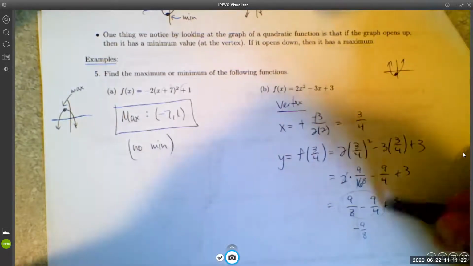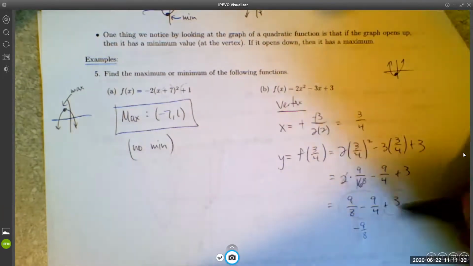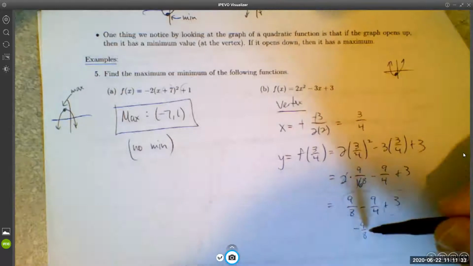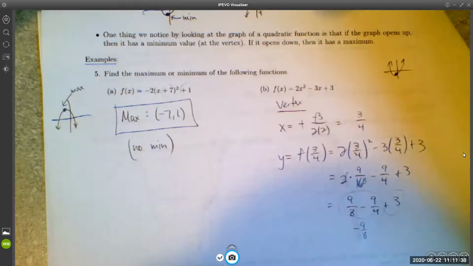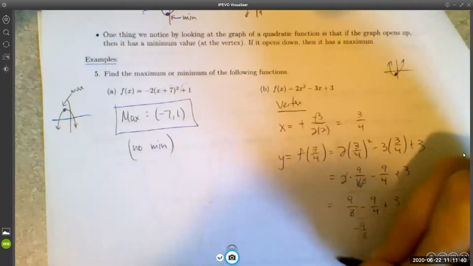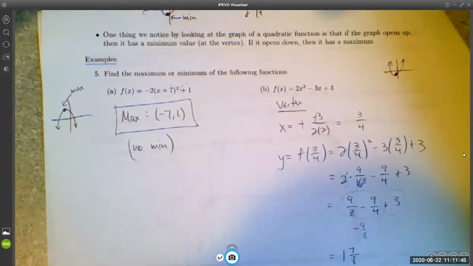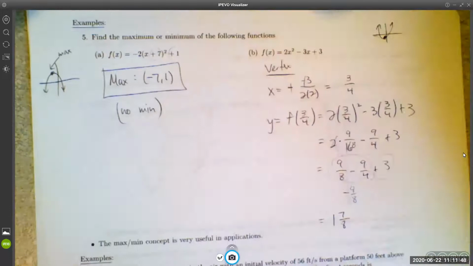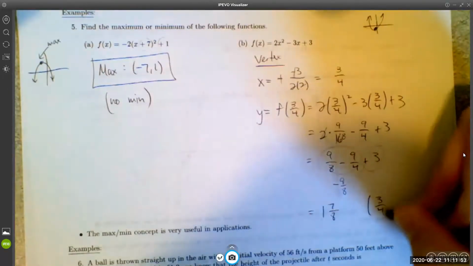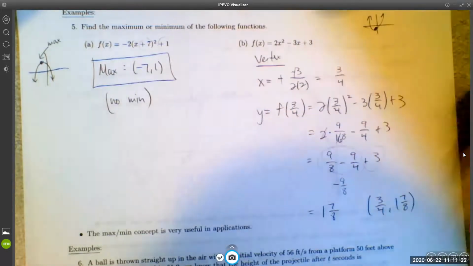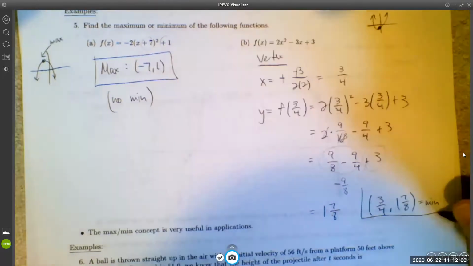Now here I've got a positive 3. So I've got to do a 3 minus a 9/8. 9/8 is 1 1/8, right? So 3 minus 1 1/8 is going to be like a little less than 2. It's going to be like 1 7/8, right? So this is going to be 1 7/8. Again, if you don't like that, do it a different way. But the vertex, I think you should end up with is 3/4 and then 1 7/8. So this is the minimum.